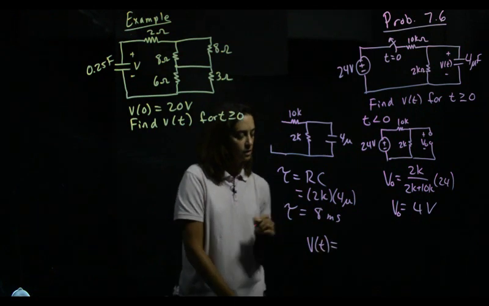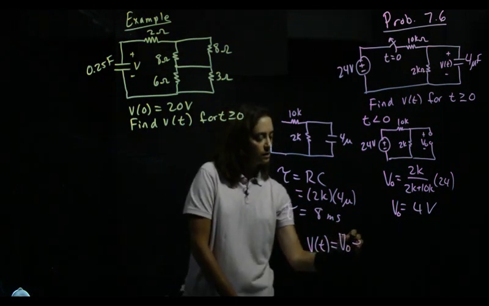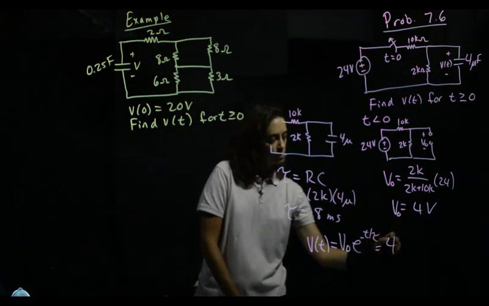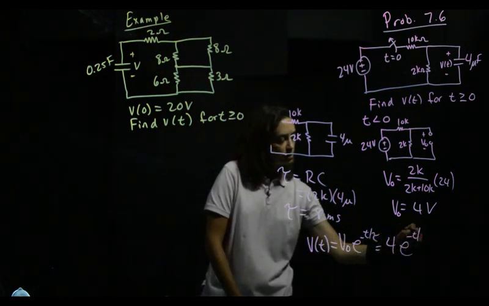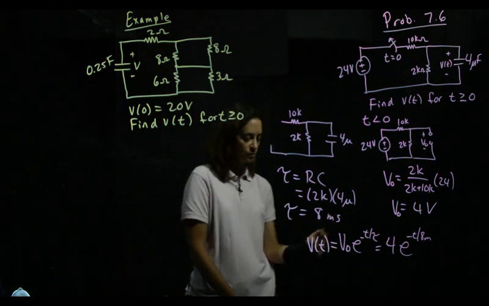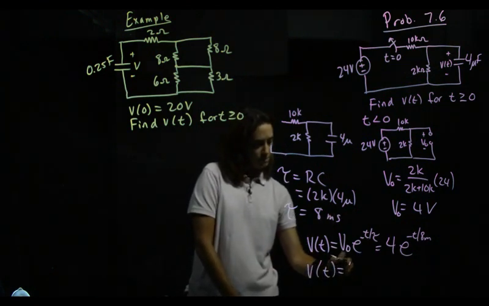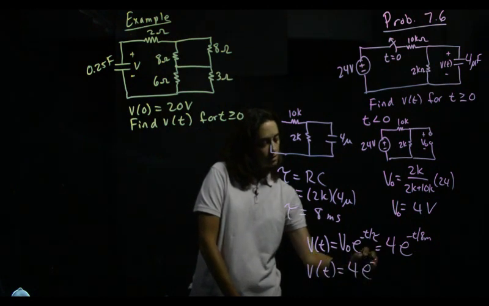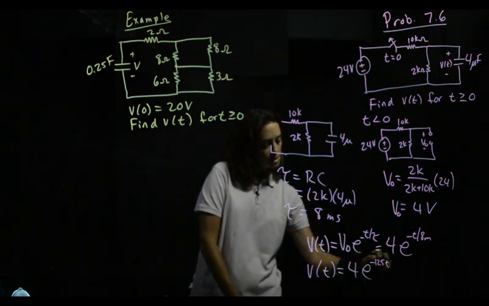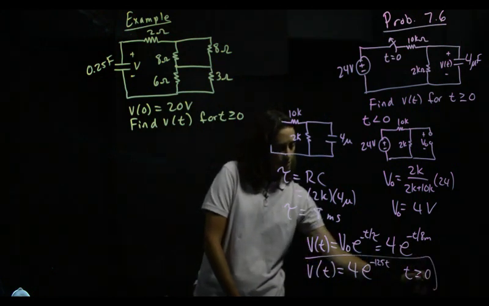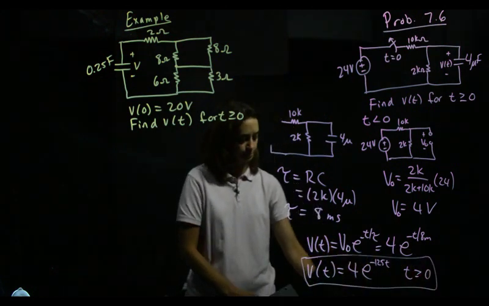V of t equals V naught e to the minus t over tau, 4e to the minus t over 8 milli, 1 over 8 milli. I can make that look a little bit nicer. I can write V of t equals 4e to the minus 125t for t greater than or equal to 0. And that is our answer there.